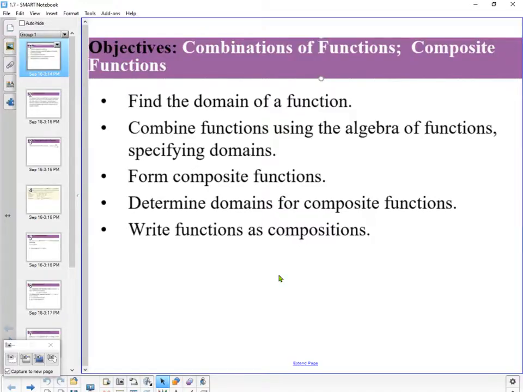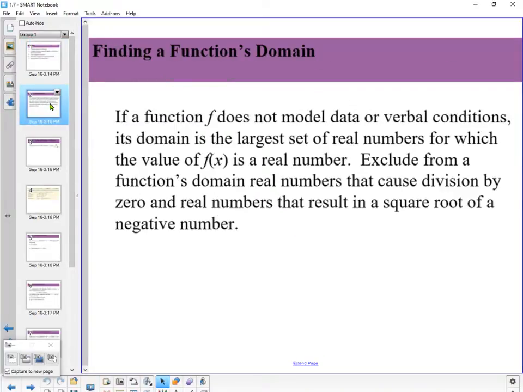So today we're going to be working on domain of a function. We've kind of done that a little bit already. We're going to combine some functions and then talk about their domain, form composite functions, determine domains of composite functions, and write those functions as compositions. That was a mouthful. Alrighty then.